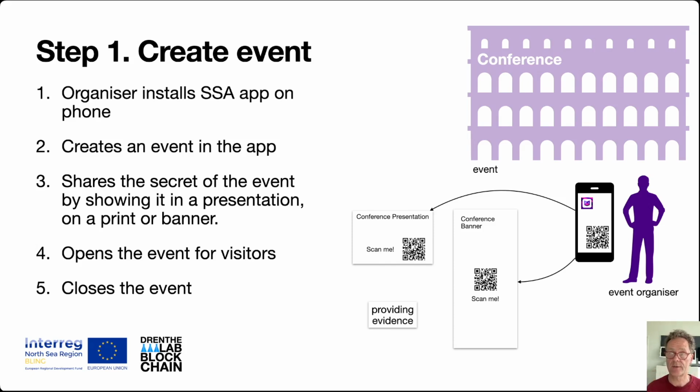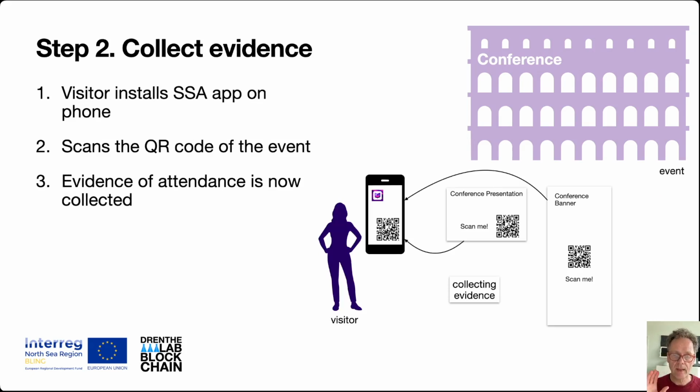Now the event is created. Let's go to step 2. Imagine that you are a visitor visiting this conference event. Also, for this visitor, there is the need to install the SSA app on the phone. And the visitor scans the QR code. Maybe later on it picks up the Bluetooth beacon signal, but for now, the QR code of the event.